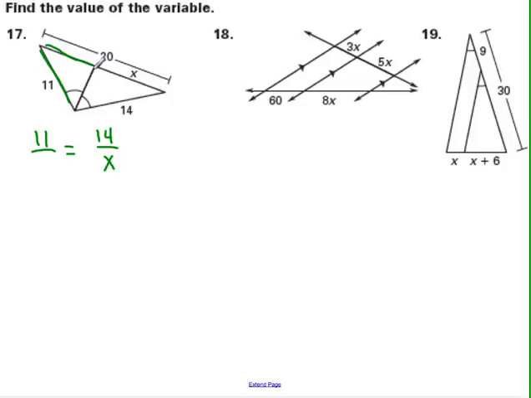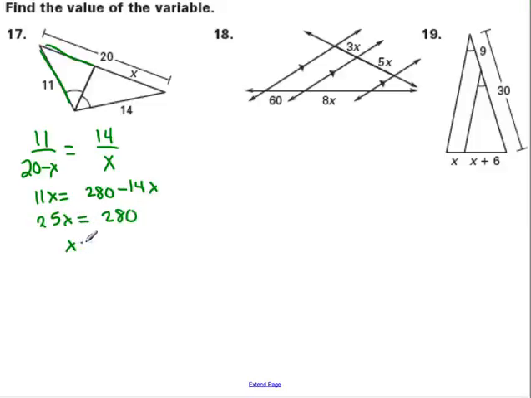And then maybe I have one part here. I just need to talk about this. The whole thing's 20. If I say 20 minus x, that might be a good avenue to take that in. Then I'll cross multiply. I'll have 11x equals 280 minus 14x. When I get these x's on the same side, I have 25x equals 280. When I divide both sides by 25, I'd get 11.2 as an answer.